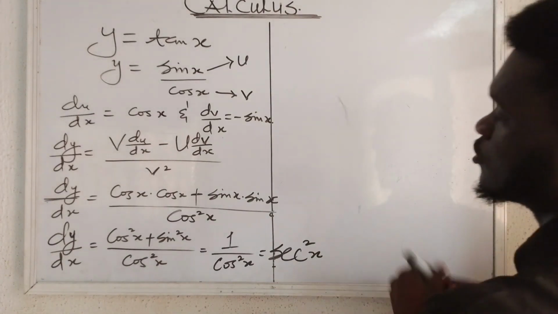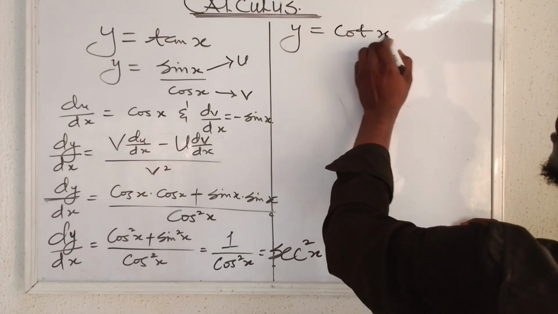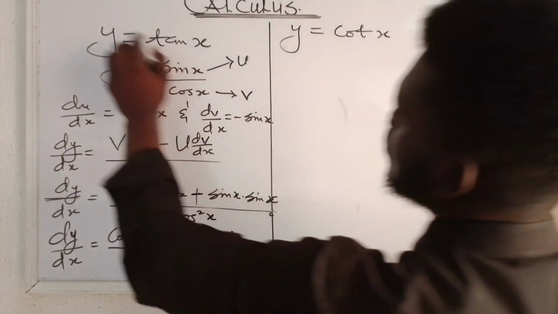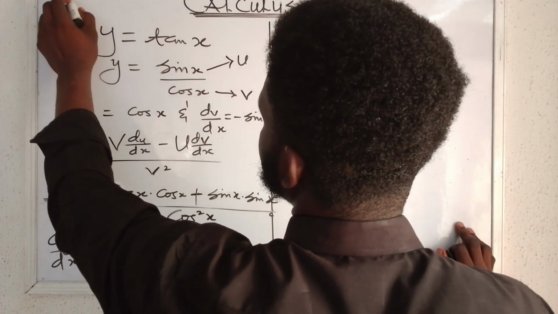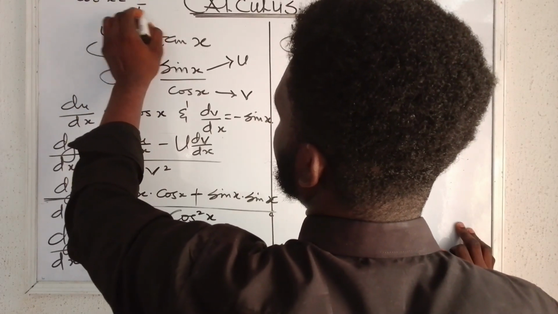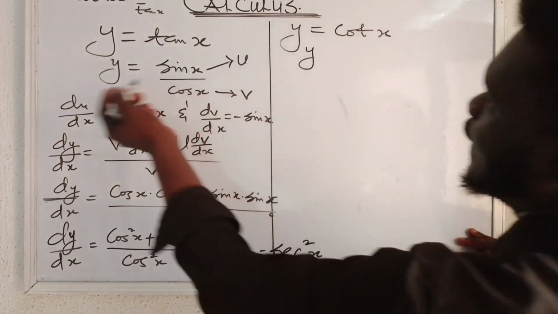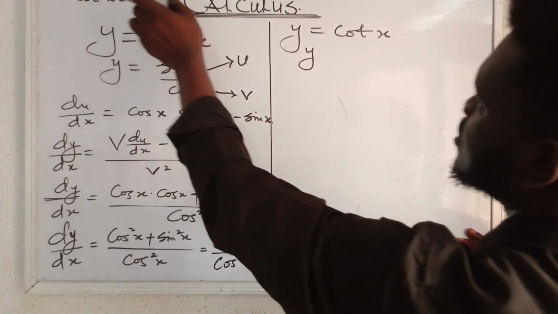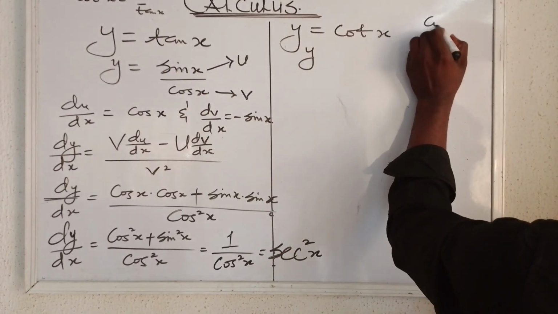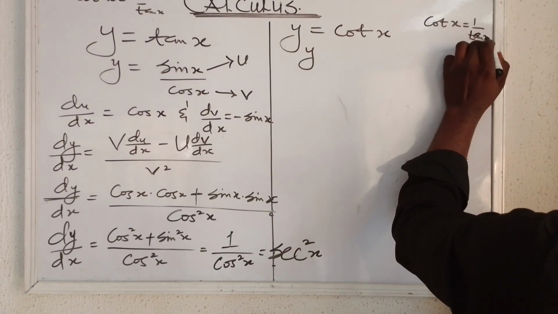So once you've done that, now let's quickly see what will be the derivative of cotangent x. The cotangent of x is the same as the inverse of tan x. Some persons write it like that, saying that cot x is equal to 1 over tan x. Maybe you may not see that correctly because of the screen, so let me write it here. What I said was cot x is equal to 1 all over the tan of x.